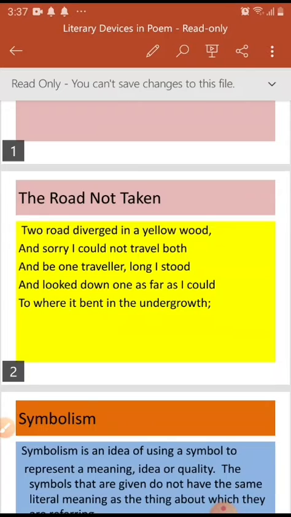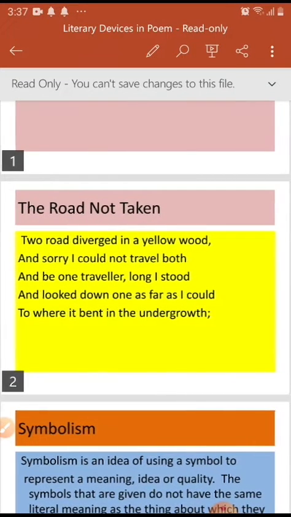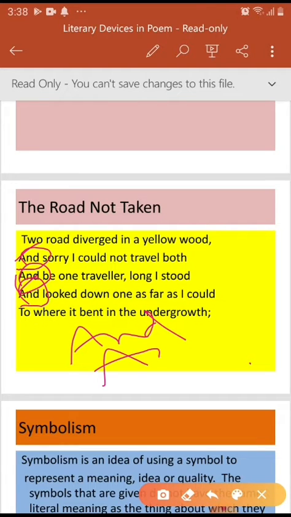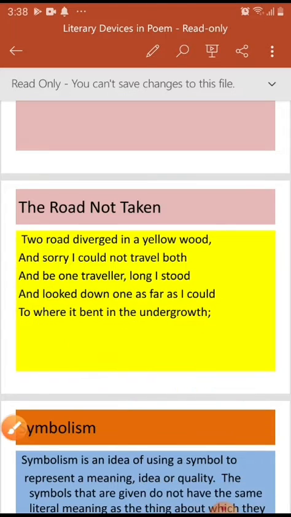Let's move on to the poem. So here, what is anaphora? The repeated use of a word. Can you find the repeated use of a word? Yes, here it is: and. So the meaning of anaphora is the repeated use of a word at the start of two or more consecutive lines. That means the word 'and' is used in two or more consecutive lines, and that is called anaphora. Clear? So I hope you understood anaphora.